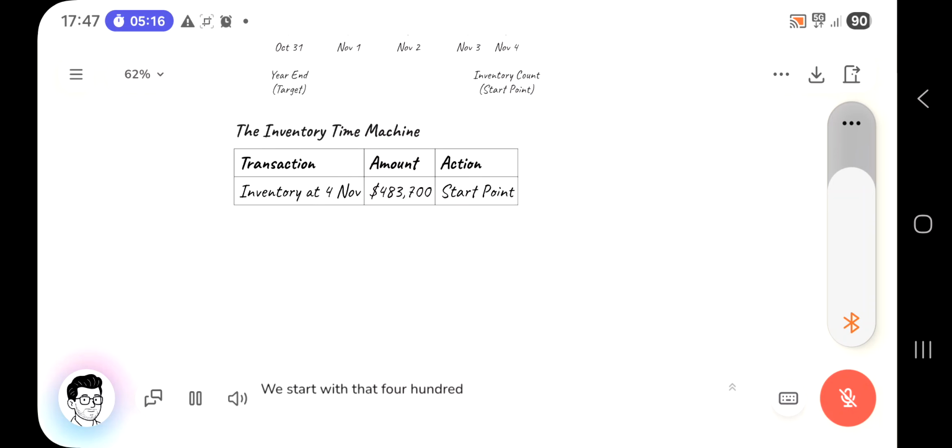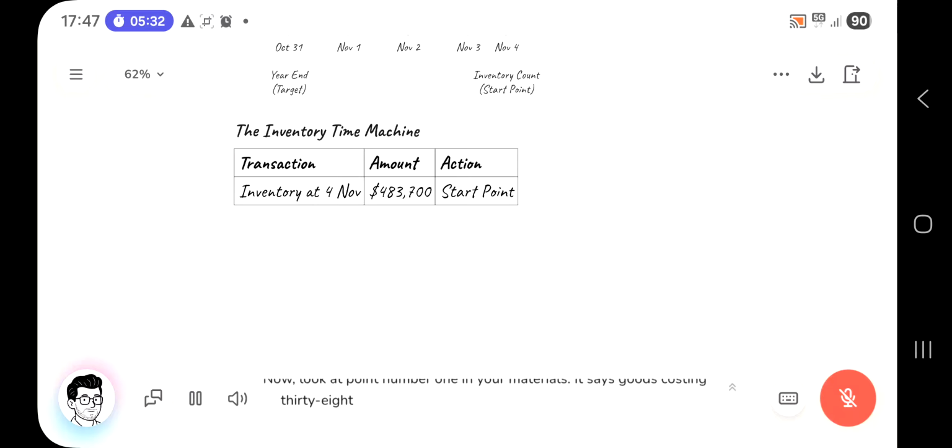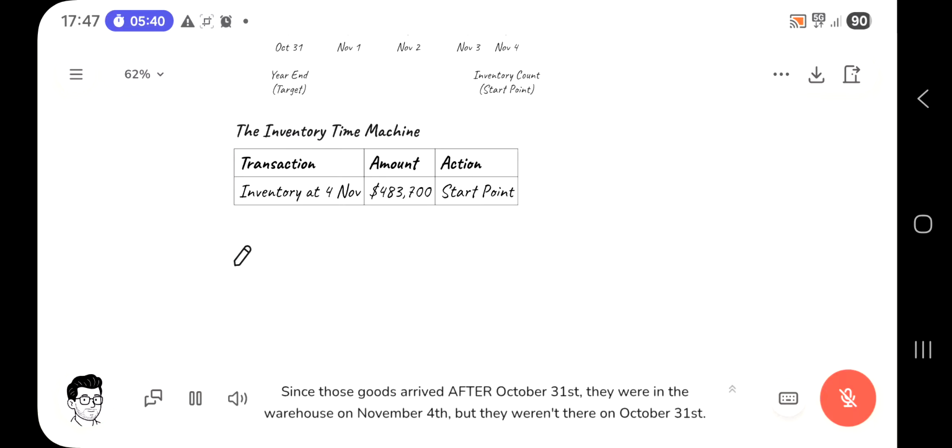We start with that 483,700. That number comes straight from the first paragraph of question 6.6. Now look at point number 1 in your materials. It says goods costing $38,400 were received from suppliers between November 1st and November 4th.